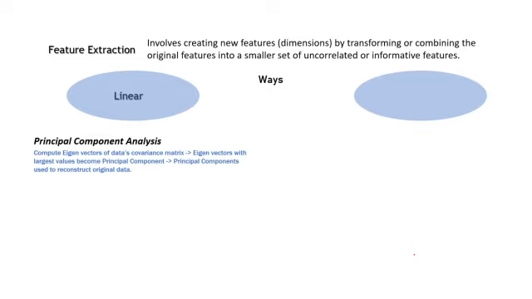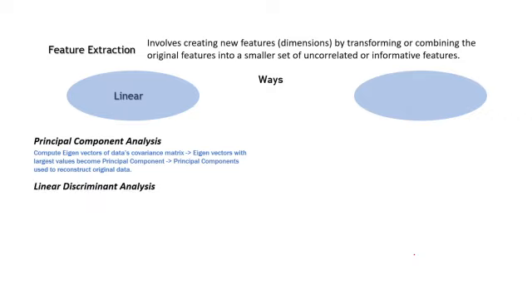One is the linear way, and in the linear way you have algorithms like principal component analysis, or PCA, which computes the eigenvectors of the data's covariance matrix, and then the eigenvectors with the largest eigenvalues are chosen as the principal components, and then the principal components are used to reconstruct the original data.